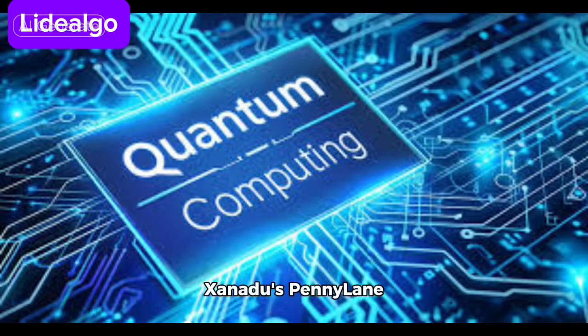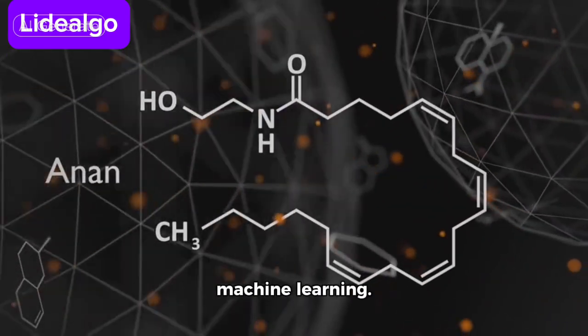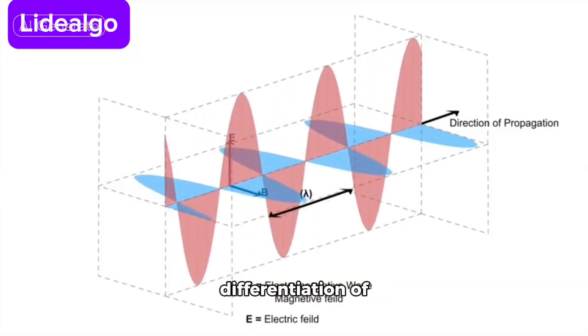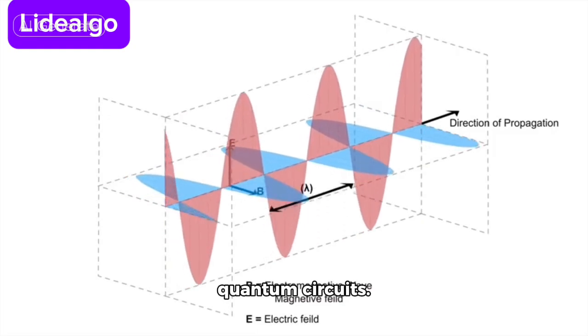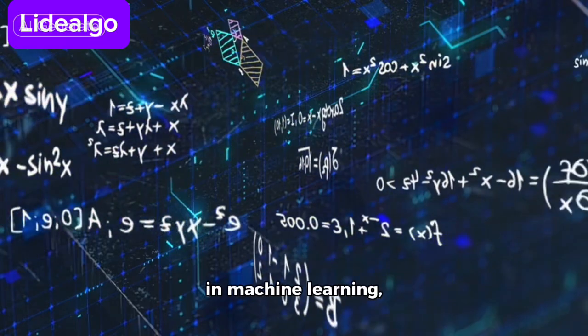3. Xanadu's PennyLane. PennyLane is developed by Xanadu. Strengths: emphasizes hybrid quantum-classical machine learning, allows for automatic differentiation of quantum circuits, focuses on continuous variable quantum computing. Best for those interested in machine learning, quantum chemistry, and continuous variable quantum computing.